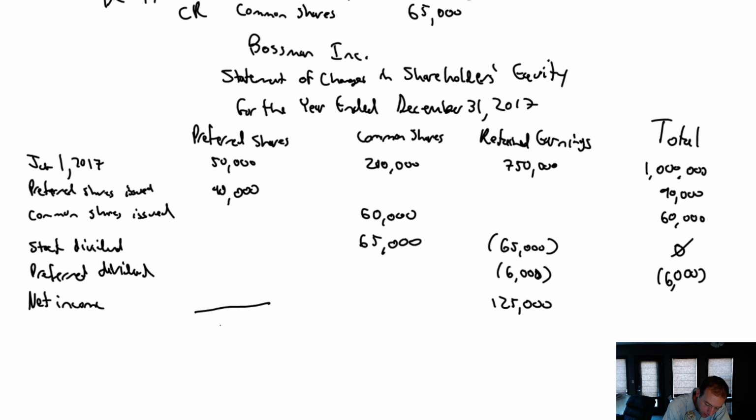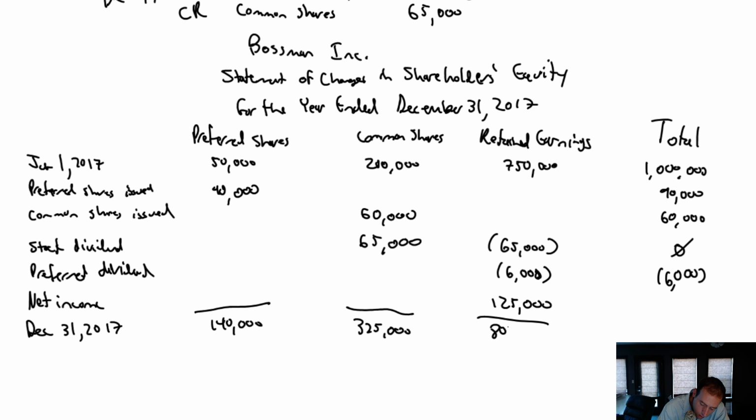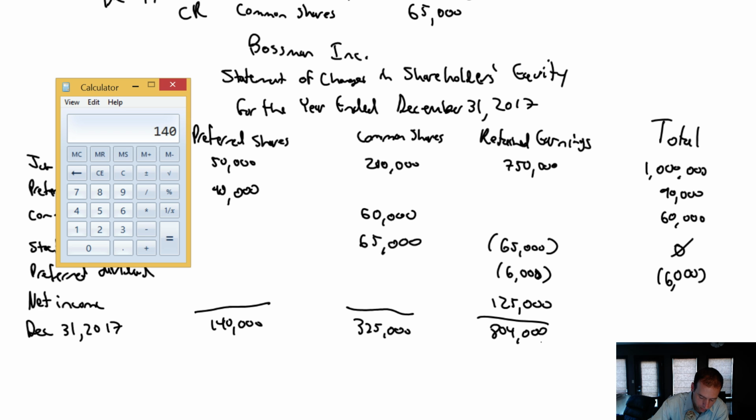So at this point, I am ready to total. $50,000 plus $90,000 is $140,000. And that's the amount I had at the end of the period. That's the amount I had on December 31st, 2017. 200 plus 60 plus 65, that's 325. 750 minus 65 minus 6 plus 125. I need a calculator. 750 minus 65 minus 6 plus 125: 804. So if I just add across here, 140 plus 325 plus 804, 1269.